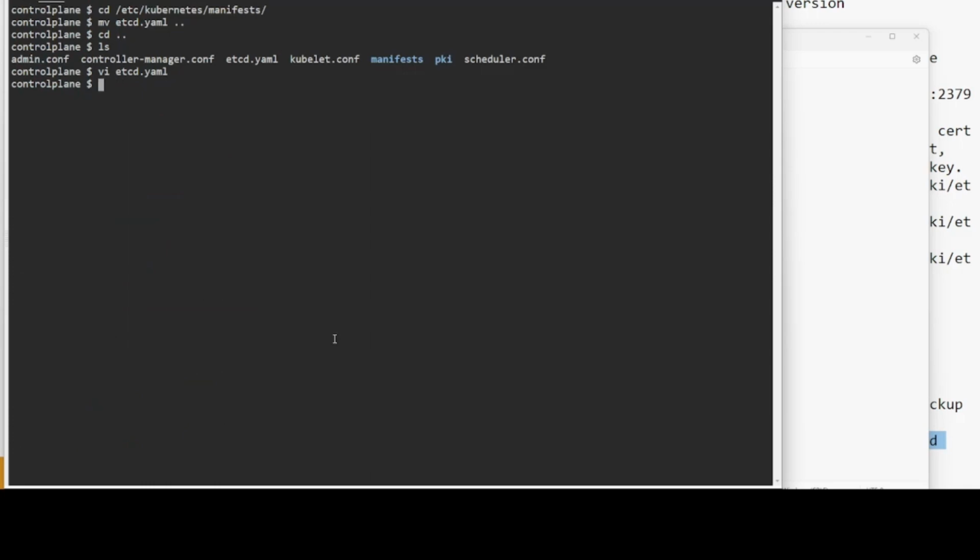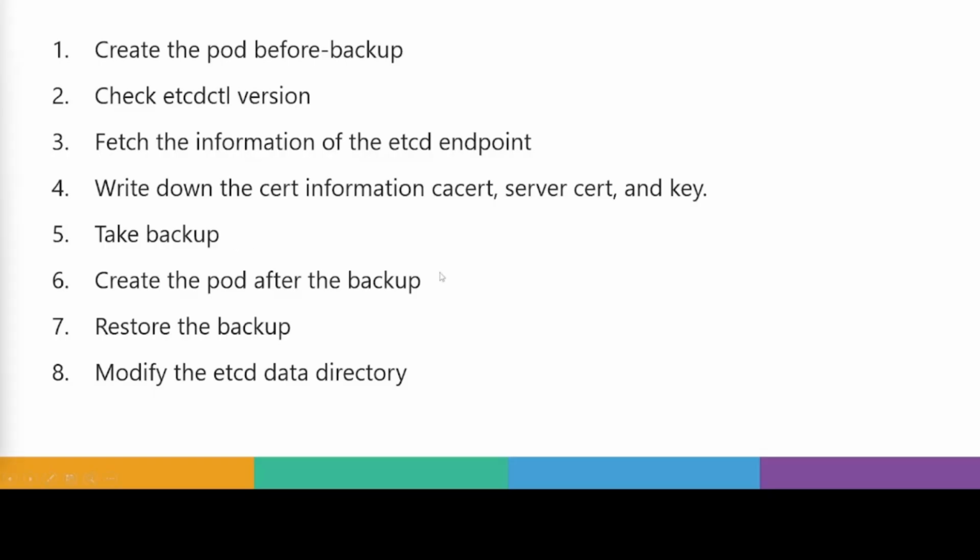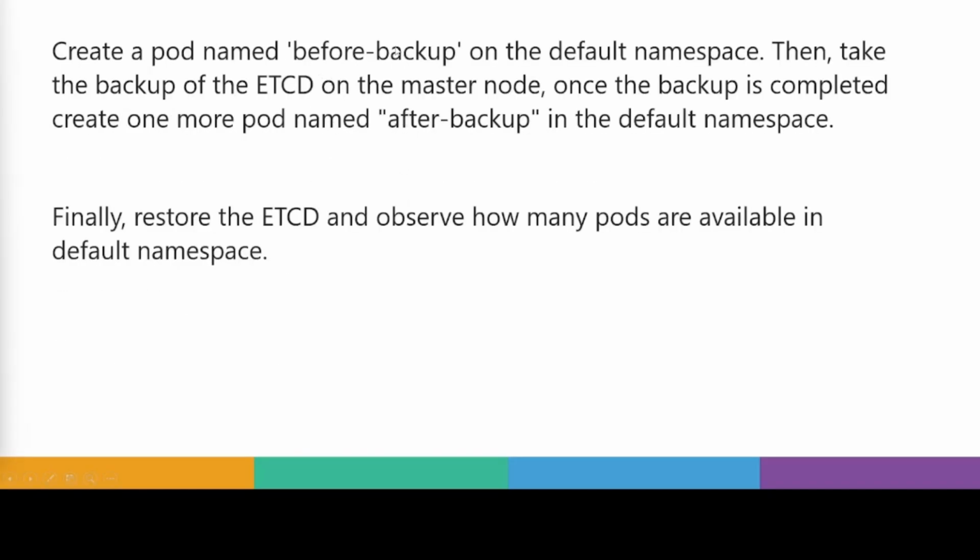Then move this etcd YAML to the manifest folder. Move etcd.yaml to manifests. Perfect. It will require 1 to 2 minutes for this etcd pod to come online. Let me execute kubectl get pod. Perfect. So if you remember correctly, we have created the 2 pods, before backup and after backup.